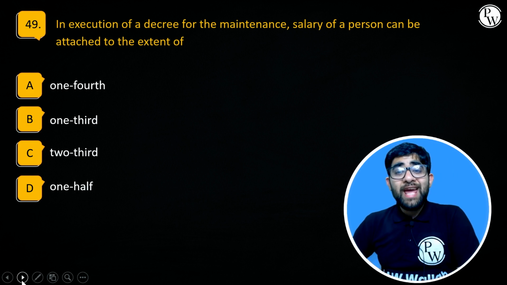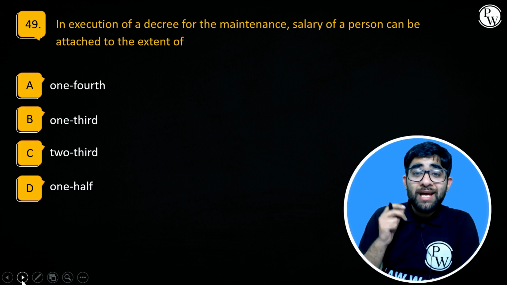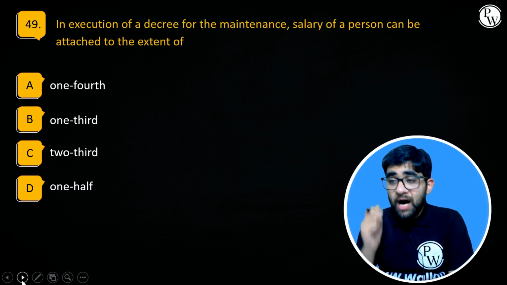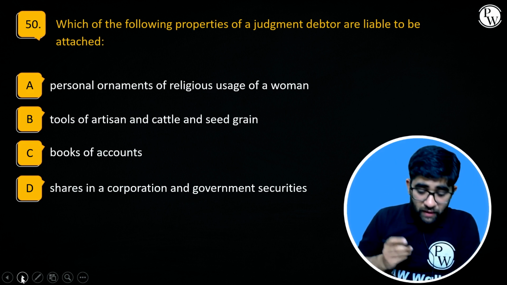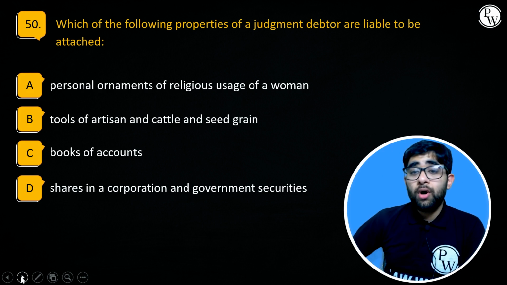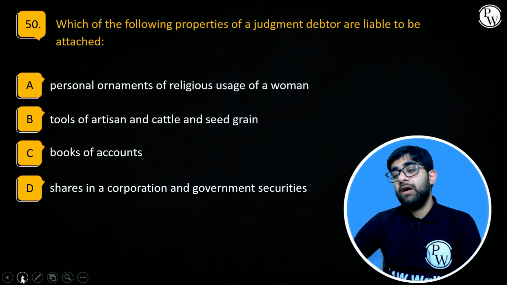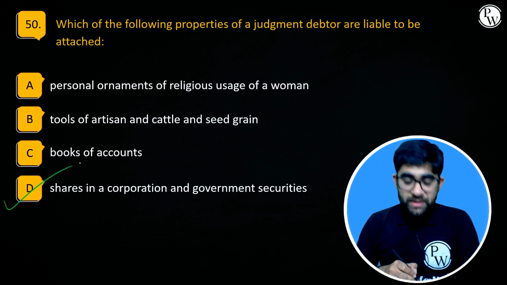Next, 49. In execution of a decree for the maintenance, salary of a person can be attached to the extent of 1/4, 1/3, 2/3, or 1/2. The answer is 2/3. 50th, which of the following properties of a judgment debtor are liable to be attached? Personal ornaments of religious usage of a woman, tools of artisan, cattle and seed grains, books of accounts, shares in a corporation and government security. The answer to this is clearly shares in a corporation and government securities.